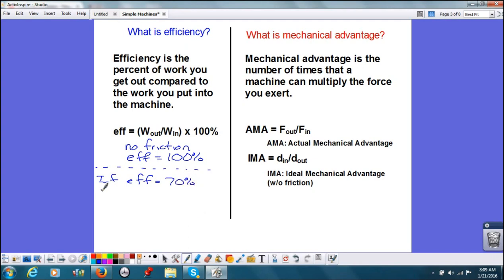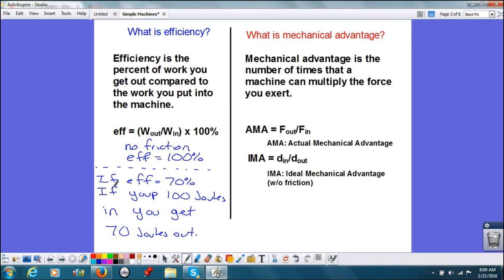That means if you put 100 joules of work into something, you get 70 joules worth of work out. So you do 100 joules worth of work, some force and some distance, and you're going to get 70 joules of work out if you are 70% efficient. So that's how this works.